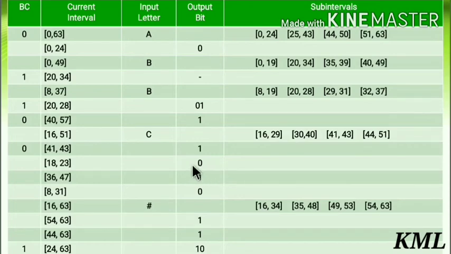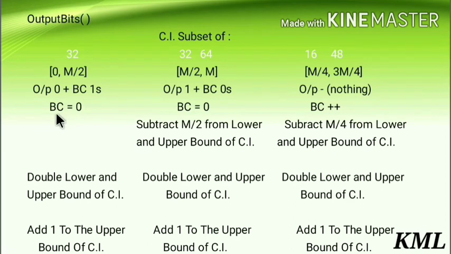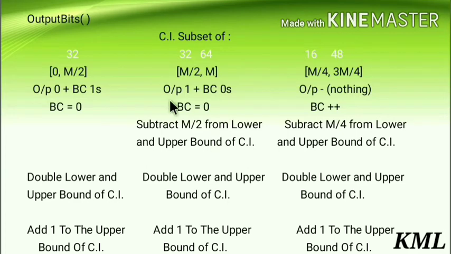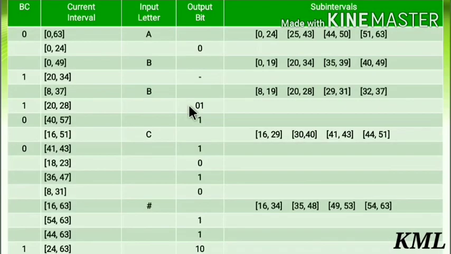Next, set bit count to 0, double the lower and upper bound, and add 1 to the upper bound. After doing that, you get 36, 47. Now check this current interval with the algorithm. 36, 47 falls between these two numbers. So now what you do is output 1 plus bit count zeros.